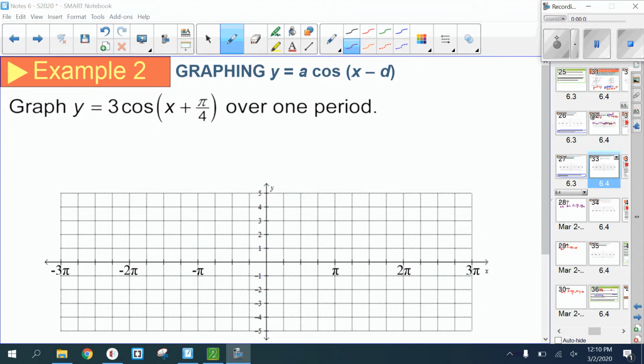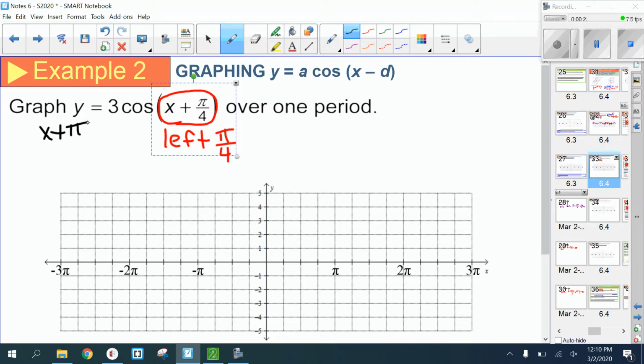Number 2 is a cosine curve. So what I want to do is kind of ignore the shifting. If you look at this shifting, we know we're going to shift this curve to the left pi over 4. And it has to do with making a 0. If you need to think about it this way, x plus pi over 4 equals 0. You'd subtract the pi over 4 over.